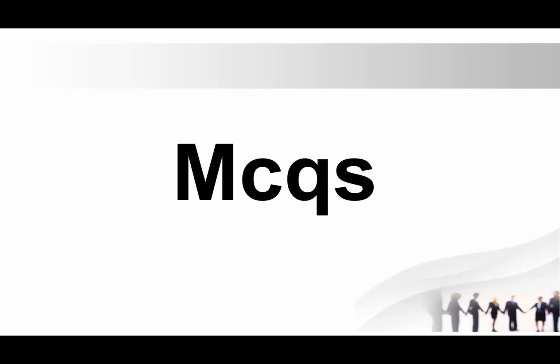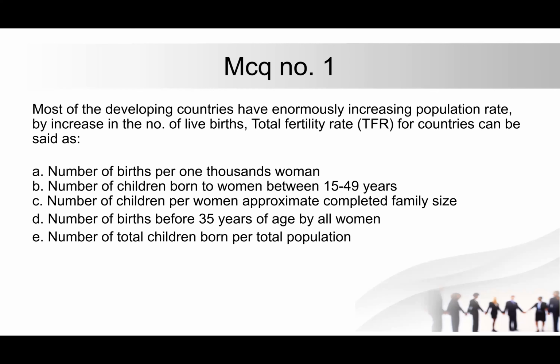Now time for MCQs. MCQ 1. Most of the developing countries have an enormously increasing population rate by increase in the number of live births. Total fertility rate for countries can be said as: number of births per 1000 women; number of children born to women between 15 to 49 years; number of children per woman, approximately completed family size; number of births before 35 years of age by all women; number of total children born per total population.